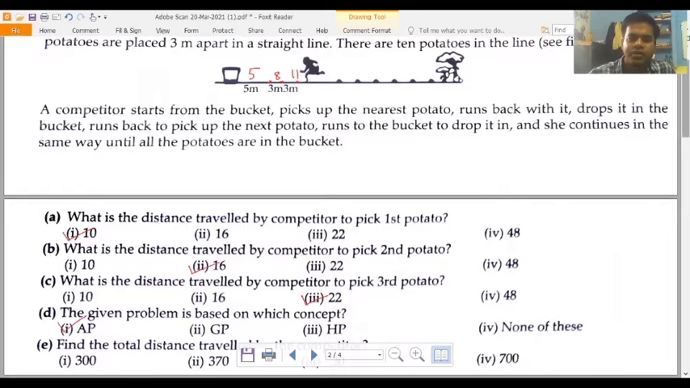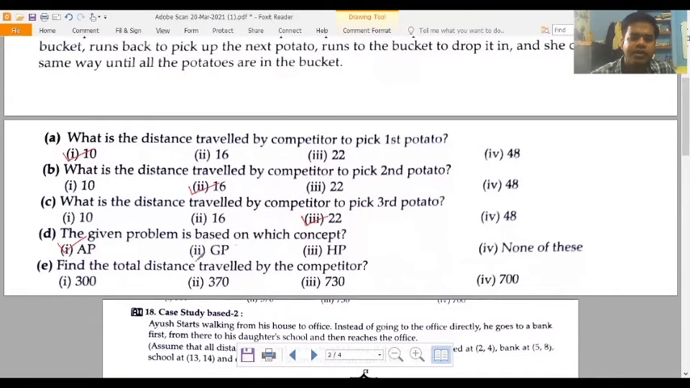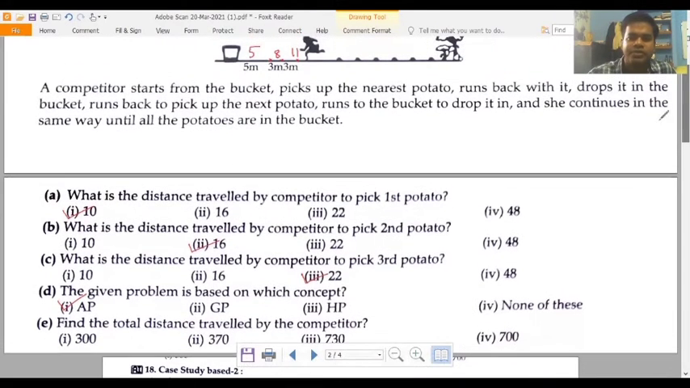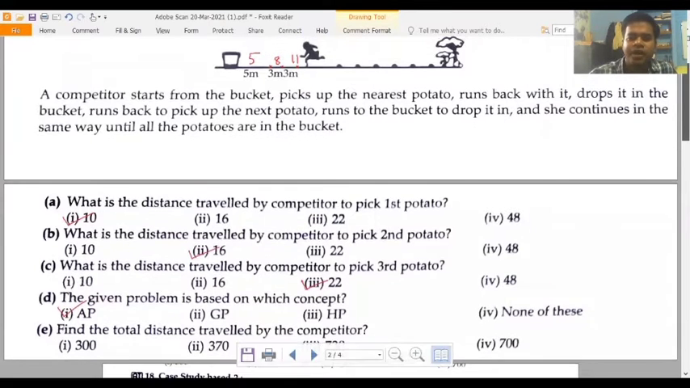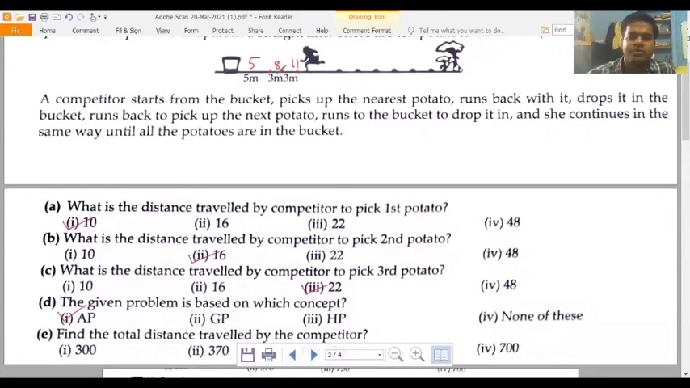Next, find the total distance traveled by the competitor. How do you find the total distance? The first distance is 5, and this is an arithmetic progression. So how can we find the total distance, going and coming back?